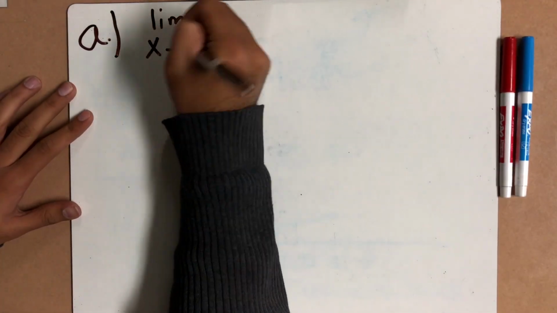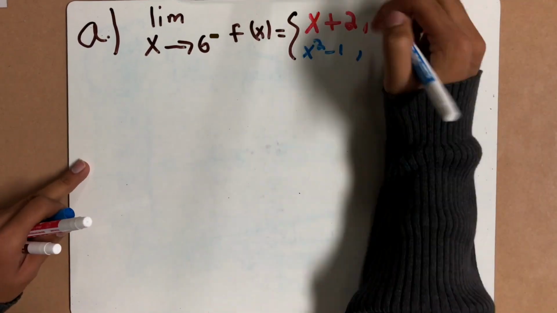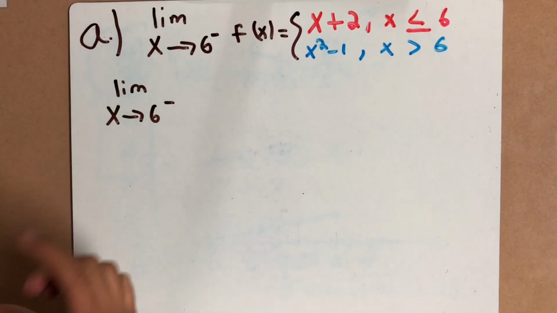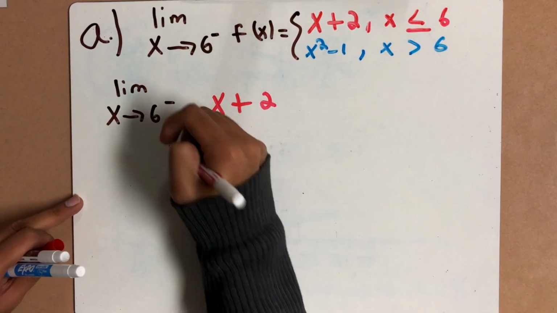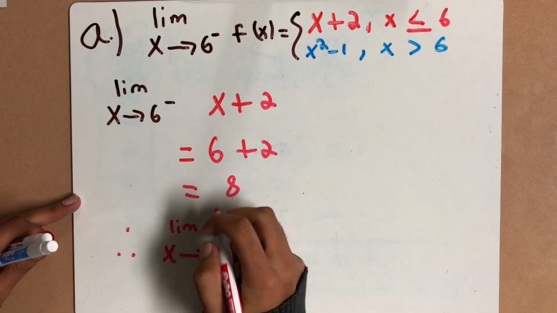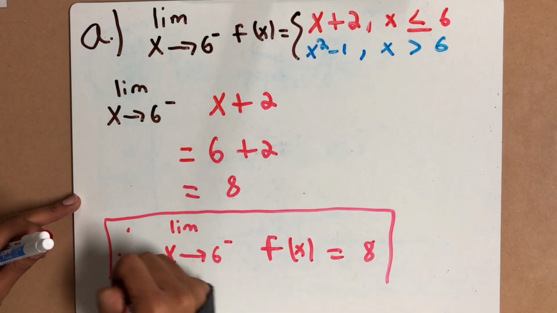In the first part, we are going to find the limit as x approaches 6 from the left side. To do this, we are going to directly substitute 6 into the first equation, because from the left of the function, x is less than or equal to 6 as it approaches the limit. So as we implement direct substitution, we end up with a solution of 8 as x approaches 6 from the left.